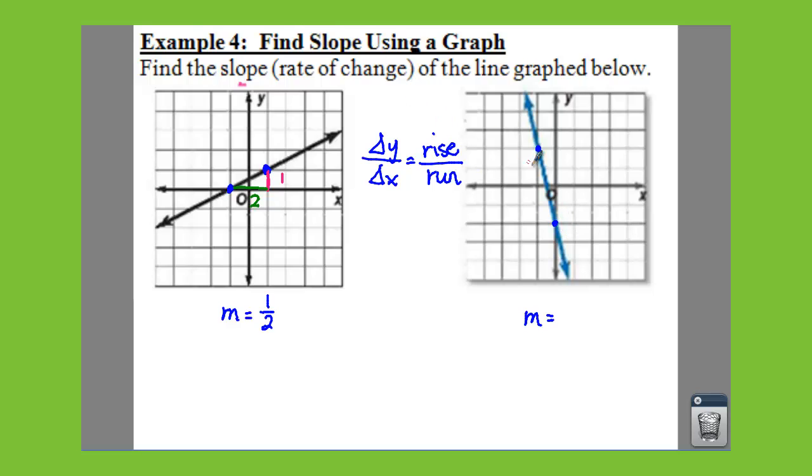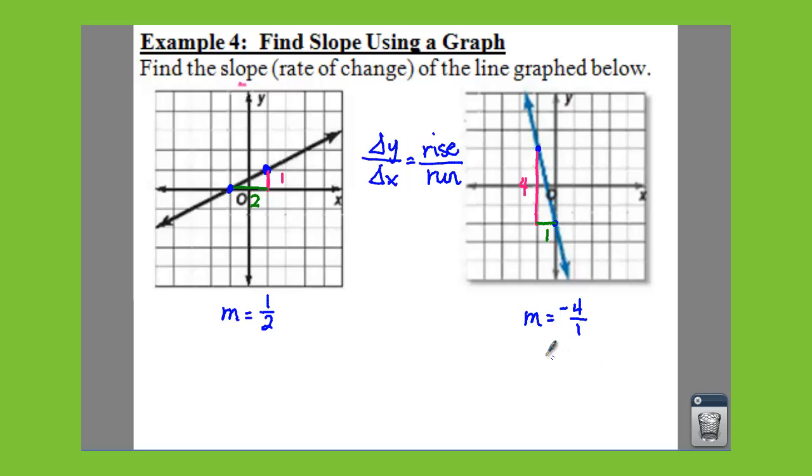So let's look at our rise. We're going to go from here down to there. That is 1, 2, 3, 4. And we're actually going down, that's a negative 4, but you can take care of that later if you want. And you're running from here over here, 1. So if we look at our rise over our run, that is a 4 over a 1. Now keep in mind it is going down from left to right, so that's going to be a negative.